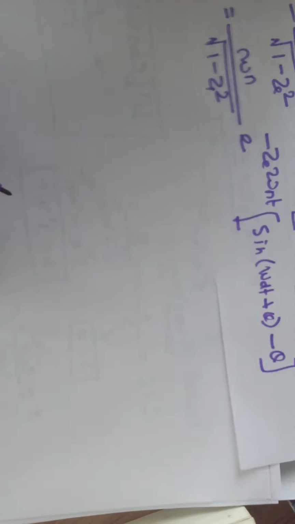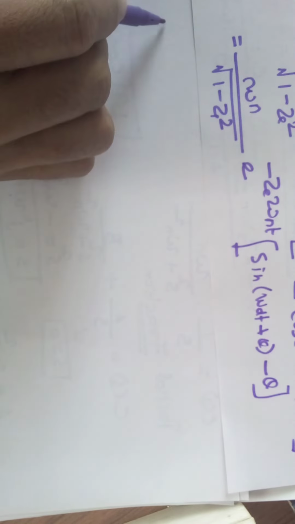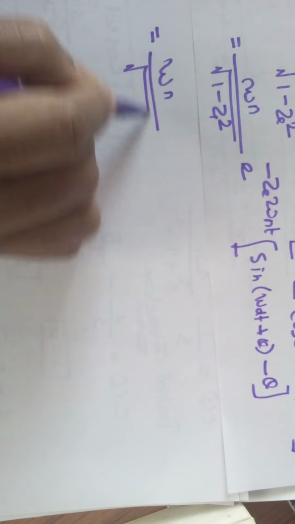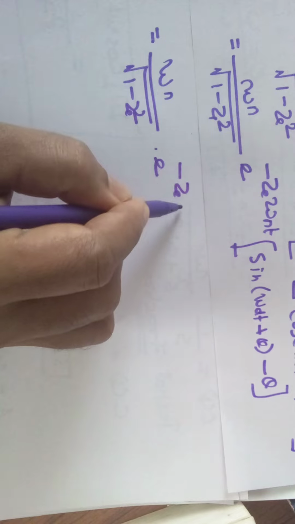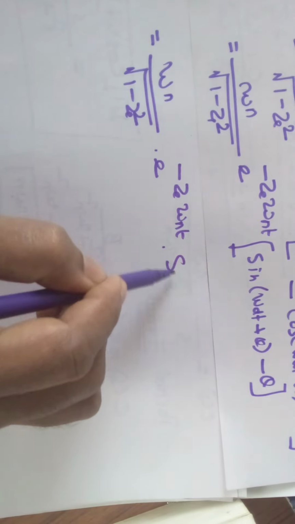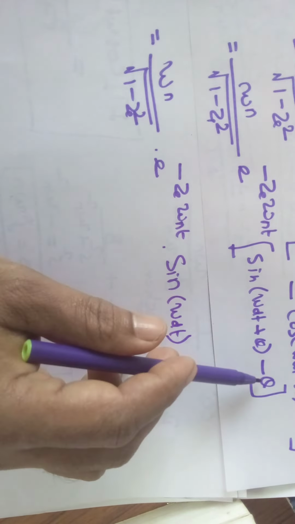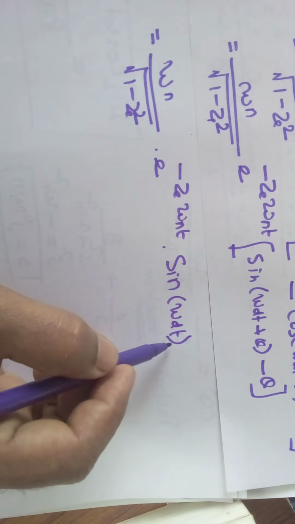Further we can simplify this, which is equal to omega n divided by square root of 1 minus zeta square into e power minus zeta omega n into t into sin omega d t. So plus theta and minus theta we can cancel. So it is nothing but sin omega d into t.